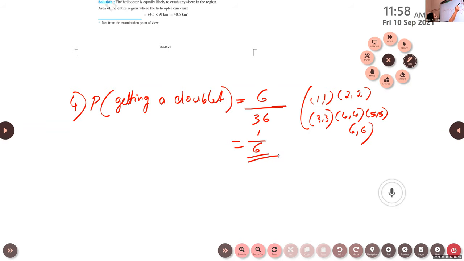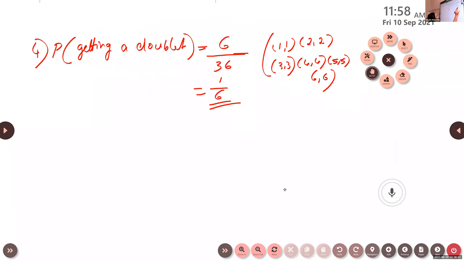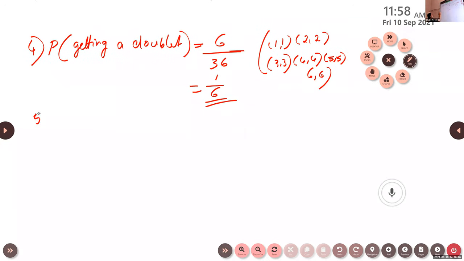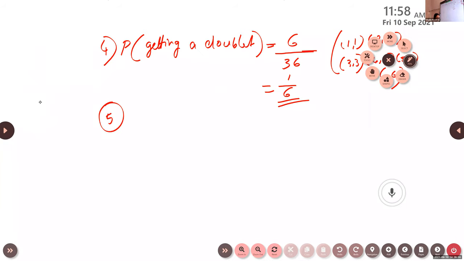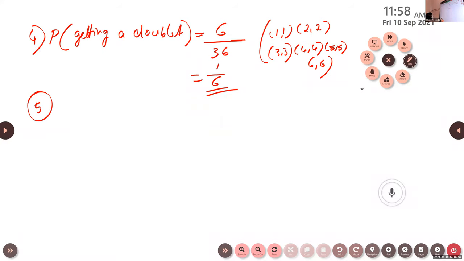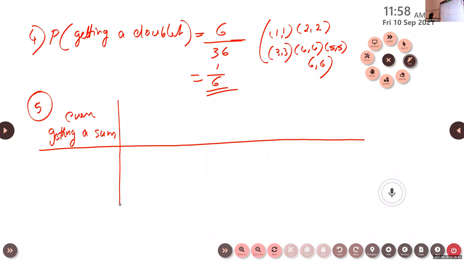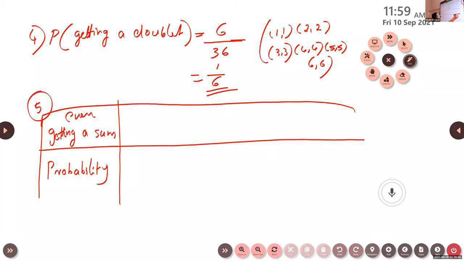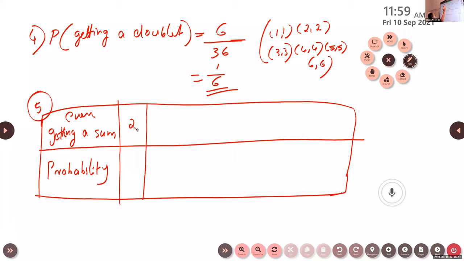Now, see, I will show you a table that you have to fill. Probability table. That is the fifth question. All together we will do. You have to find probabilities of each event, okay? Event: getting a sum. You have to find the probability of getting a sum 2. What is the probability of getting a sum 2?